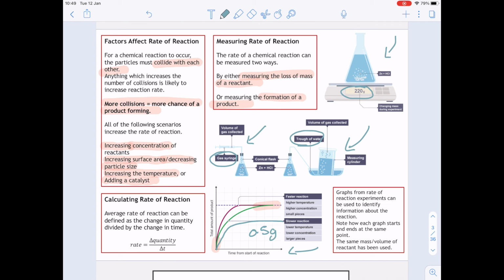And finally, you can use an equation here to calculate the rate of reaction. The average rate can be defined as the change in quantity divided by the change in time. That is that little delta sign. Usually the quantity could be something like centimetres cubed or grams, and then time at the bottom is seconds. So that usually gives us a unit of centimetres cubed per second, but not always. You need to be careful about what mass, what reactants and what products you've got as well.